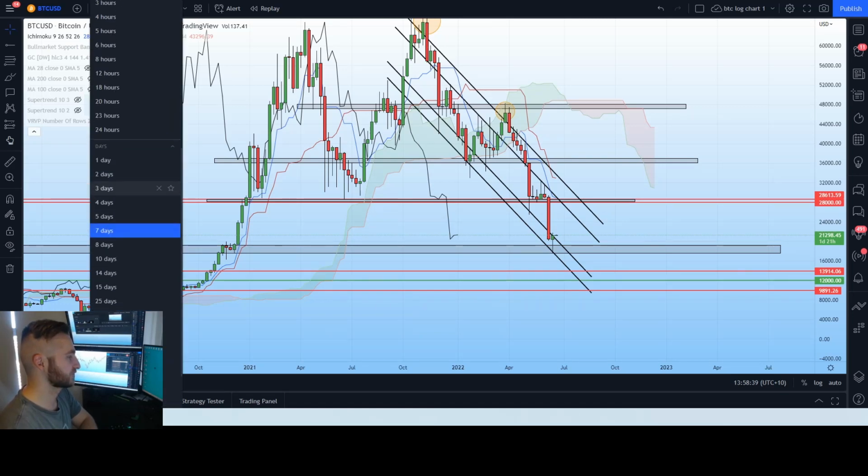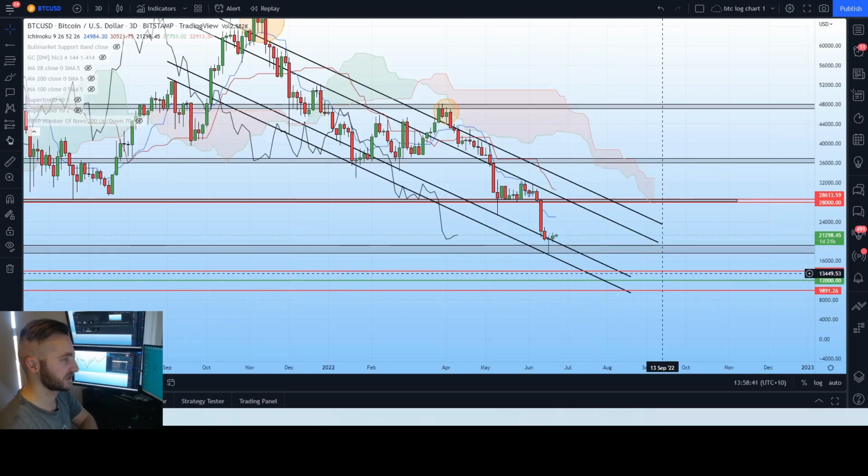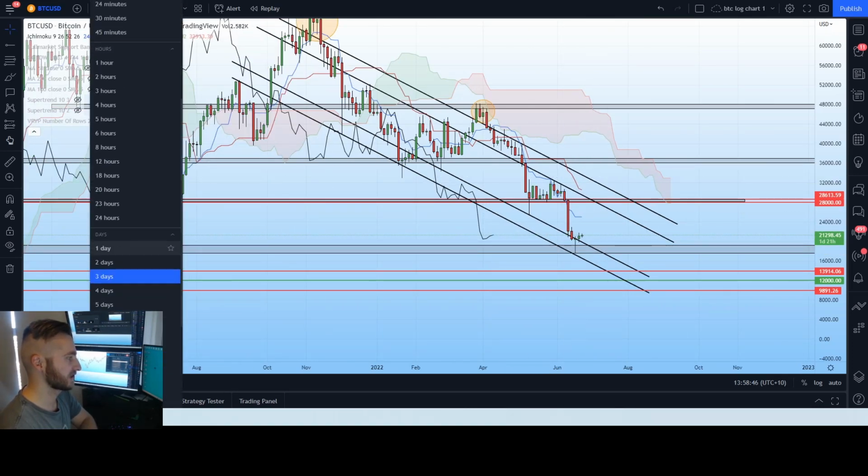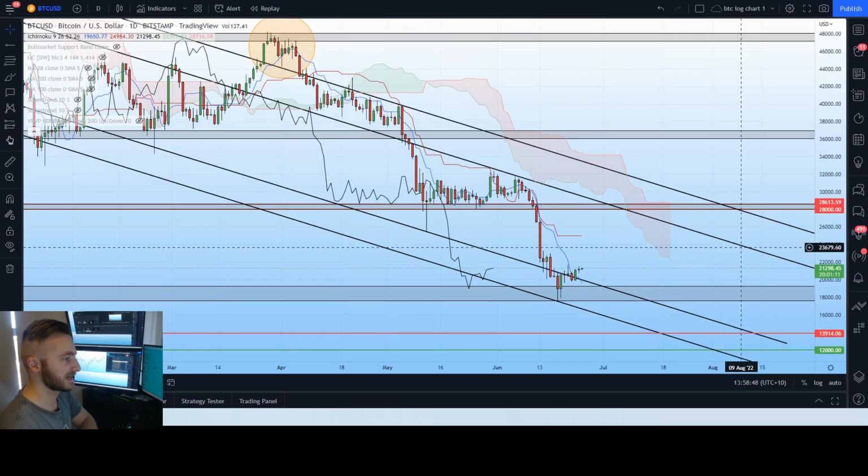All right, let's go ahead and talk about it on a 3-day chart. We'll break it down. Same thing over here is telling us exactly the same thing. Nothing else to really comment on the 3-day. On the 1-day, let's see if we can see anything else. 1 day looking a bit different here, guys.